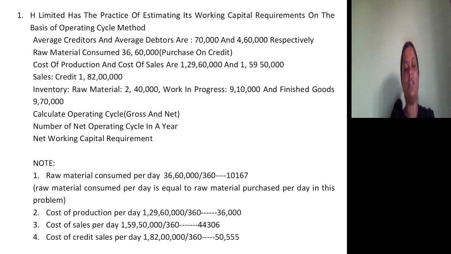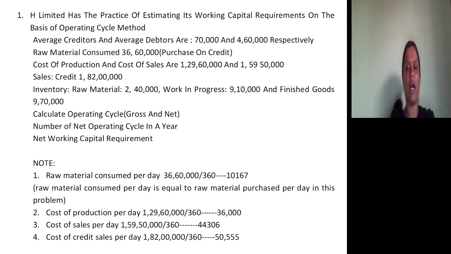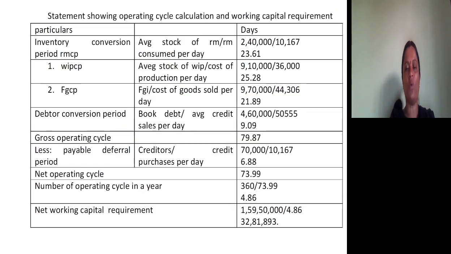So they had given sales in bracket credit 1,82 lakh. So 1,82 lakh divided by 360. You will arrive cost of credit sales per day. So once we calculate this, then we have to directly go to calculation of conversion period. Inventory conversion period, raw material inventory, which is 2 lakh, how much raw material? 2,40,000 divided by 10,167 is raw material consumption per day. Answer is 23.61 days.